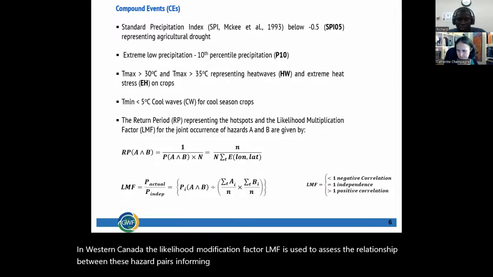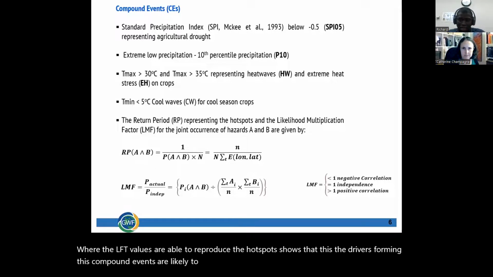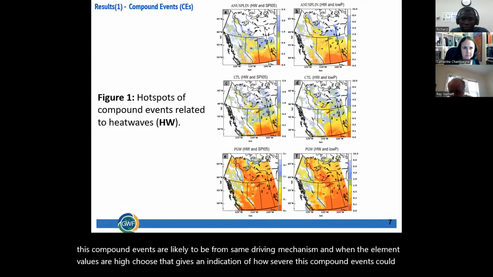these compound events. Where the LMF values are able to reproduce the hotspots shows that the drivers forming these compound events are likely to be from the same driving mechanism. And when the LMF values are high, that gives an indication of how severe these compound events could be.